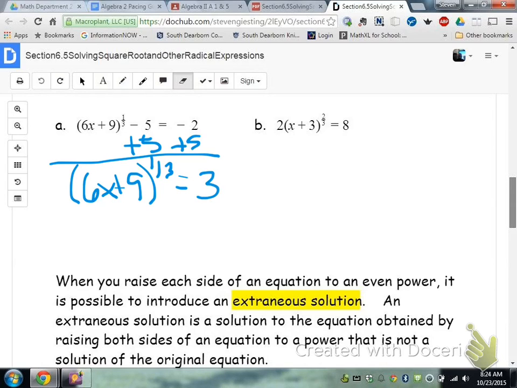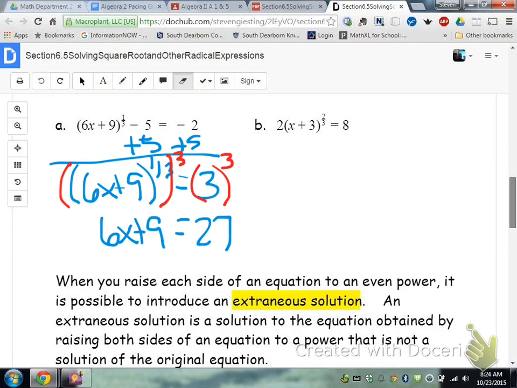To get rid of the power, we have to raise both sides to the reciprocal power. So what's the reciprocal of 1/3? 3. But if we do that to the left side, we have to do it to the right side as well. 27. So the right side does become 27. The left side becomes just 6x plus 9, because 1/3 times 3 is 1, so it's 6x plus 9 to the first, which is simply 6x plus 9.